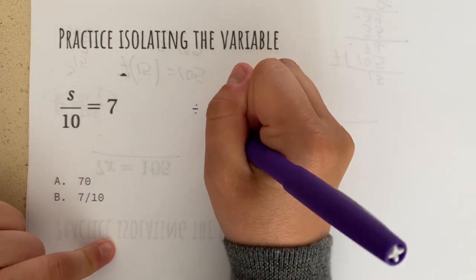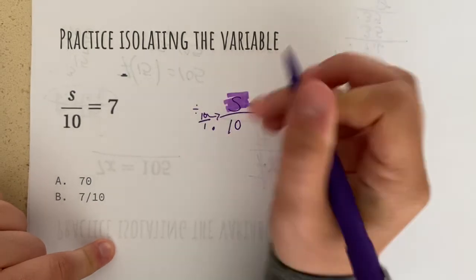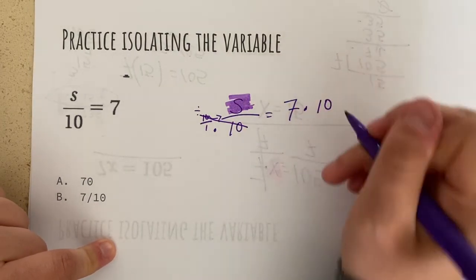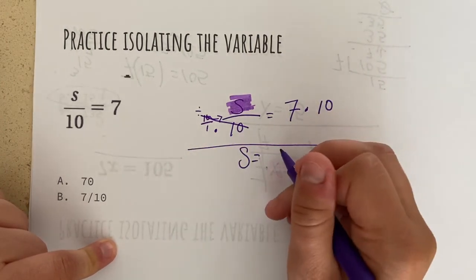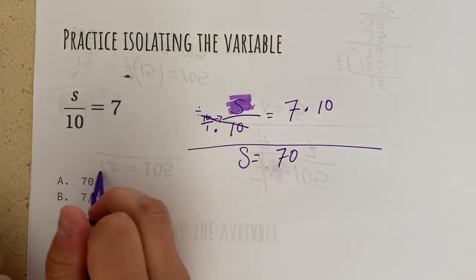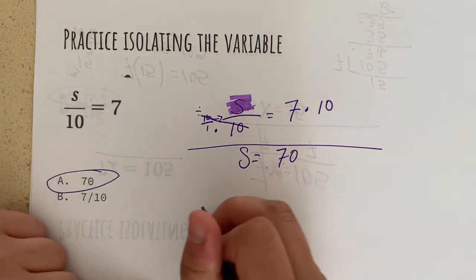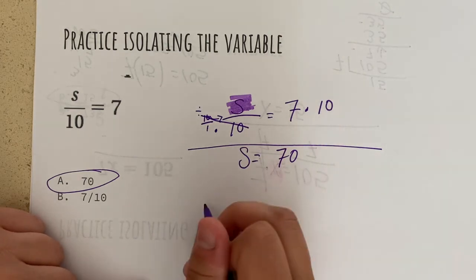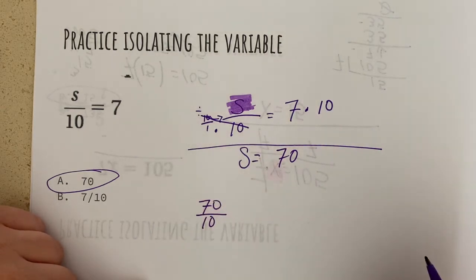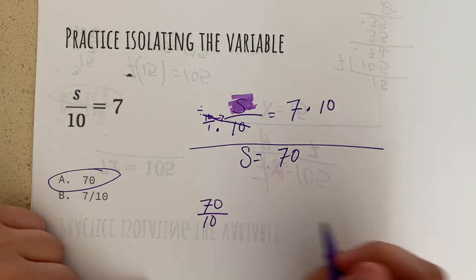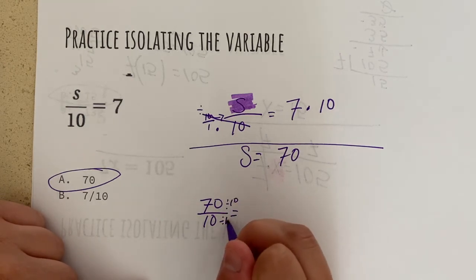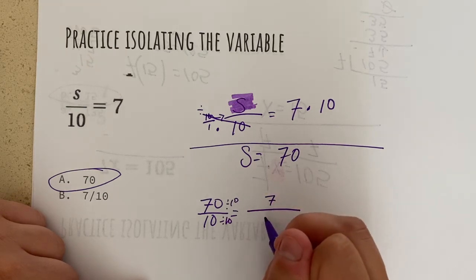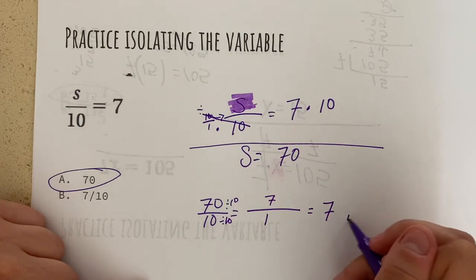So we need to multiply by 10 over 1 on this side, and multiply by 10 on this side. So s equals 7 times 10 is 70. So answer choice A. Again, I can substitute 70 in for s. And actually, I don't even need to divide this one. I can divide both the top and the bottom by 10, because this is also a fraction, which gives me 7 over 1, which gives me 7.